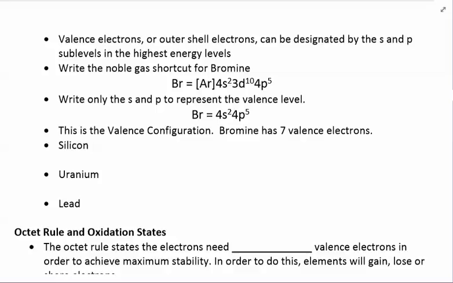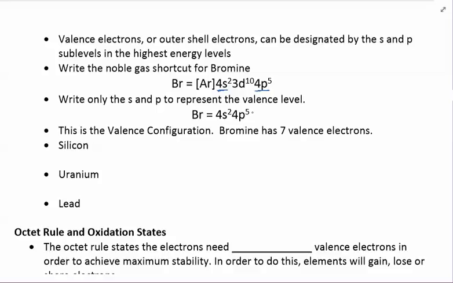So in this example, we have bromine. So the S and the P are going to be included in my valence configuration. So once you have your valence configuration, you can add up your electrons, and in this case, bromine has 7 valence electrons. So we're going to try this for the remaining ones.